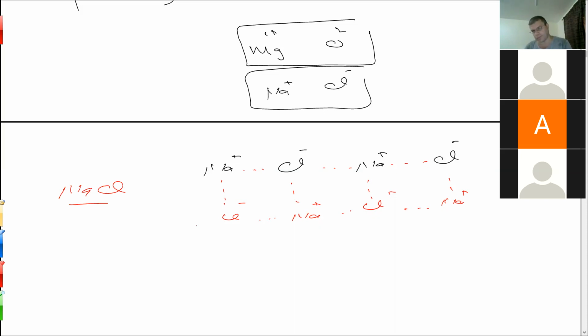That's why we call this kind of molecule a giant structure. Giant structure: the molecule where the number of particles bonded to each other is unknown and it changes by changing the size of the crystal. This one is counted as giant structure. So I don't know how many sodium ions I have, and I don't know how many chloride ions I have.